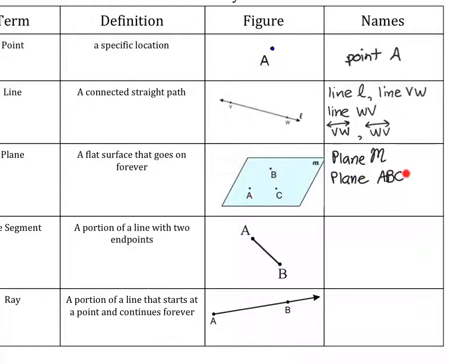Of course, the order of these doesn't matter. You can say plane ABC, CBA, BAC. It doesn't matter as long as you have 3. Or another thing you might see, if you don't want to write out the word plane, you can draw a little plane like this and then name 3 points on your plane. And again, here, the order of those 3 points doesn't matter.